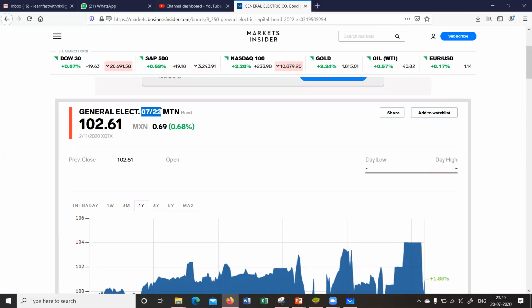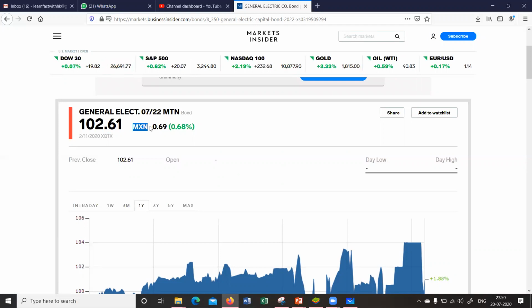0722. So the bond was issued in July. Oh, sorry, the bond was issued in 2007, and the bond is going to be redeemed in 2022. So it's a 15-year bond, and this is how the medium-term notes are structured. So they consist of around 15 years approximately. That's the current price of the bond. It's trading at 102.61 Mexican peso. That's the currency of the bond.